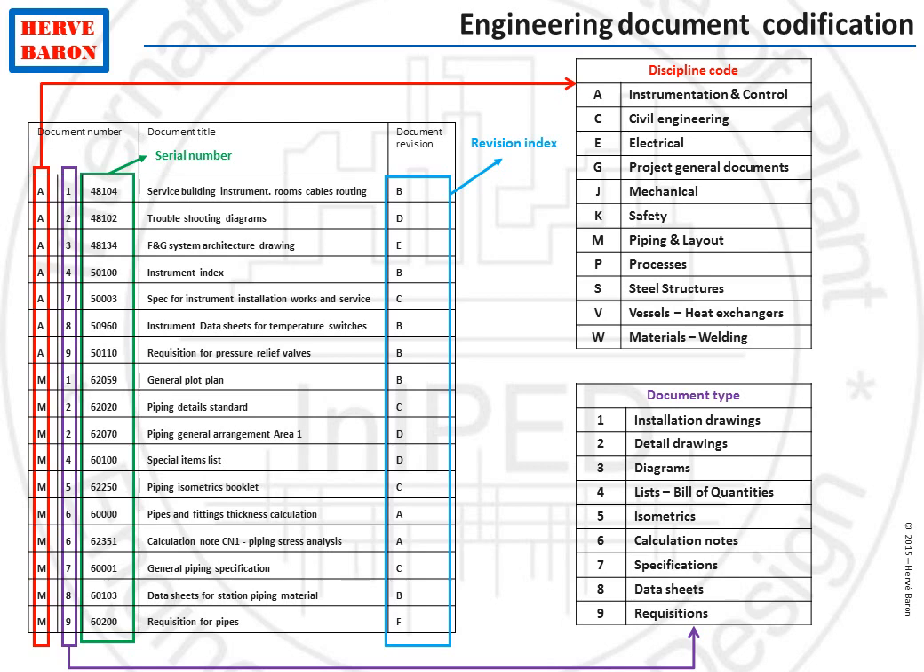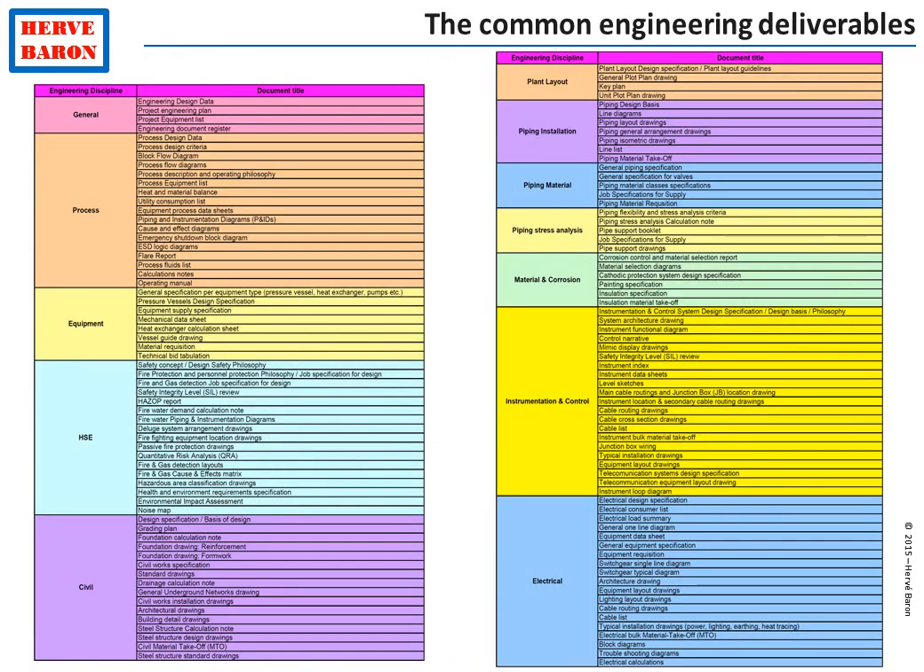Even though there are thousands of documents issued on any typical size project, these documents are only of a few types. For example, piping issues general arrangement drawings for each of the plant areas, so there might be 300 of them, but they are all of the same type, piping general arrangement drawing.